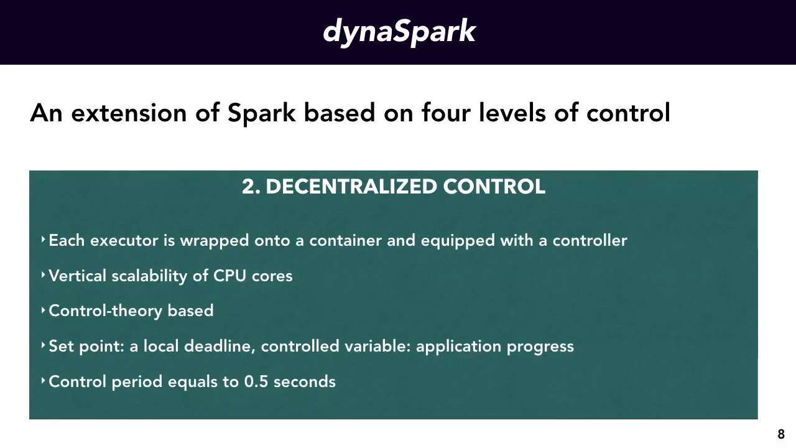The second level is the centralized control. Each executor is wrapped in a container and equipped with a controller. Each controller manages the vertical allocation of CPU cores of each executor. It is control theory based, and the set point is the local deadline. So the goal of the controller is to match the local deadline, while the control variable is the application progress. The allocation is very fast. In fact, the control period is set to 0.5 seconds.